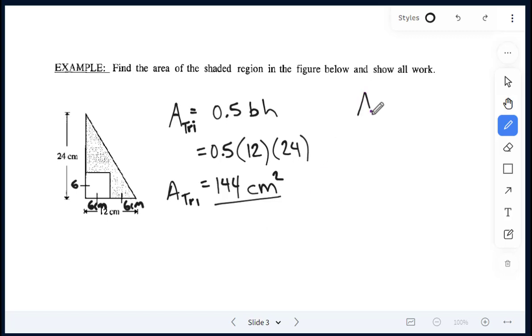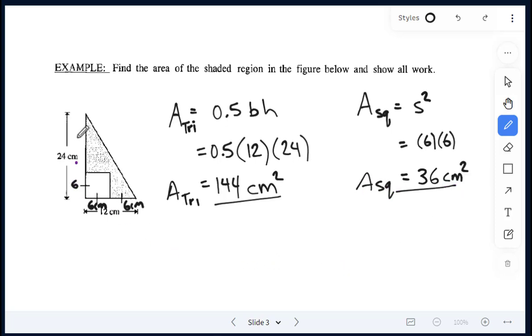So our area of the square is side squared. So 6 times 6. Remember that squared means side times side. So in this case, 6 multiplied by 6. Common mistake students make is to multiply by 2. Okay, so remember it's side times side. So 36 centimeters squared, and that's the area of the square.